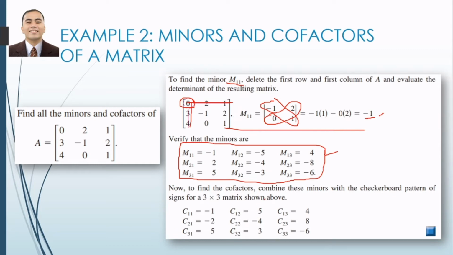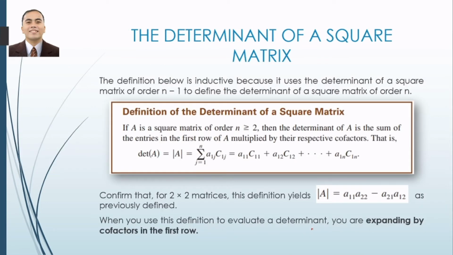So therefore, we could have C sub 1,1 is negative 1, C sub 2,1 is negative 2, C sub 3,1 is 5, C sub 1,2 is 5, C sub 2,2 is negative 4, C sub 3,2 is 3, C sub 1,3 is 4, C sub 2,3 is 8, C sub 3,3 is negative 6. Okay, now let's proceed to the determinants of a square matrix.